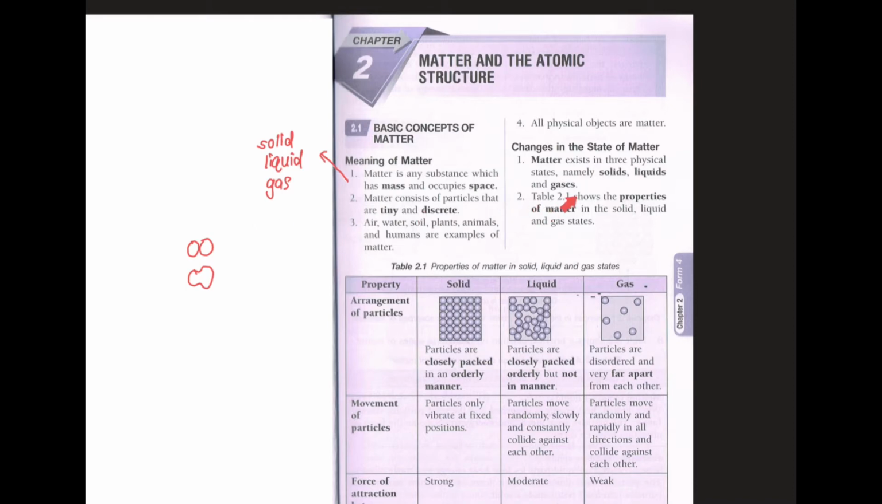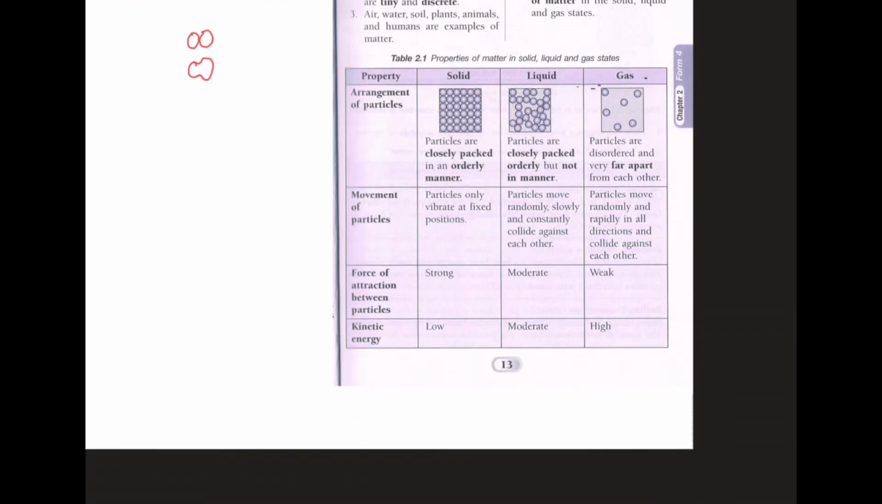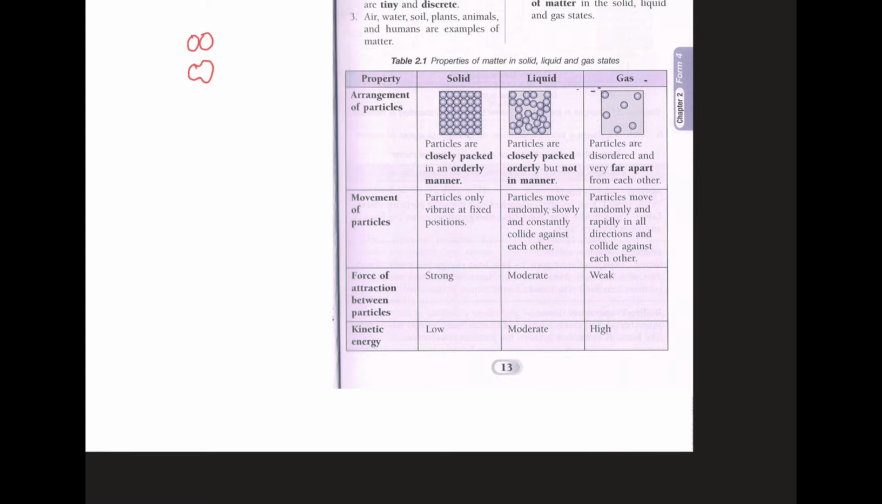So number 3, table 2.1 shows the property of matter in the solid, liquid, and gas states. So we look at the table. Okay, so you can see kind of basic. So solid, the particles are very close to each other, so we call it closely packed and in an orderly manner. So you can see they're arranged in order. Liquid particles are closely packed, but not in an orderly manner. So they are close, but they are not arranged properly. Okay, they are not arranged in manner. So that means they don't arrange properly.